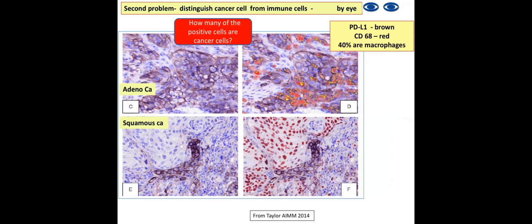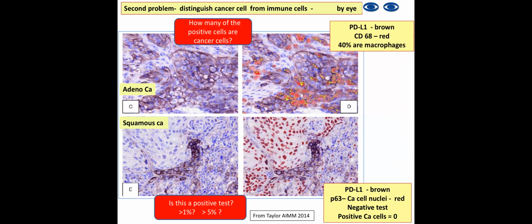Look at the bottom, the squamous cell carcinoma. Does that exceed 1% for a positive result to get treated, or 5%? Most pathologists I showed this to scored it above 5%, and certainly all scored it above 1%. But if we do now a double stain again, where we stain the tumor cell nuclei red for P63, this is a squamous cancer, we can see there's not, in fact, even one positive cell that has a red nucleus. So this tumor, in fact, is totally negative for PD-L1, although all pathologists scored it as above 1%.